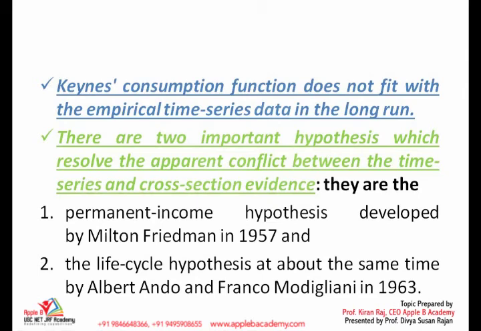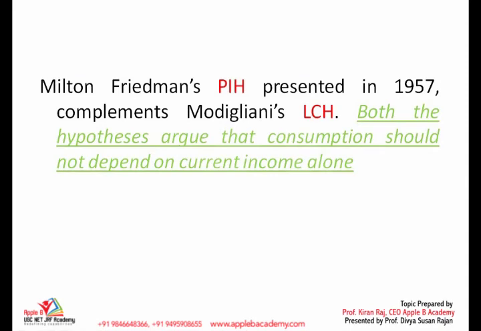Now, Keynes' consumption function does not fit with the empirical time series data in the long run. There are two important hypotheses which resolve the apparent conflict between the time series and the cross-sectional evidence. The first one is the permanent income hypothesis developed by Milton Friedman in 1957, and the second one is the life cycle hypothesis at about the same time by Albert Ando and Franco Modigliani in 1963. Thus, Milton Friedman's permanent income hypothesis presented in 1957 complements Modigliani's life cycle hypothesis. Both hypotheses argue that consumption should not depend on the current income alone, but also on the expected levels of income that the individual expects to earn in future.